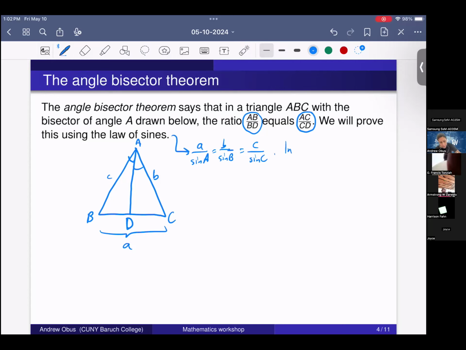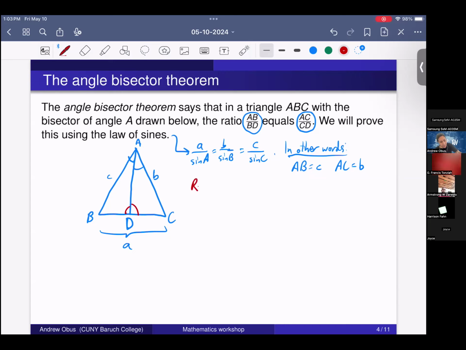In other words, AB is equal to side C, and AC is equal to side B. Okay, so how do we do this? We want to somehow prove this angle bisector theorem. The key observation is to notice that these angles, these red angles over here, are supplementary.